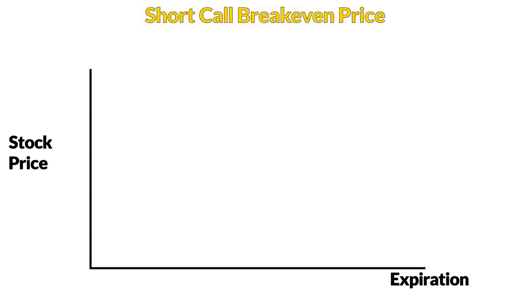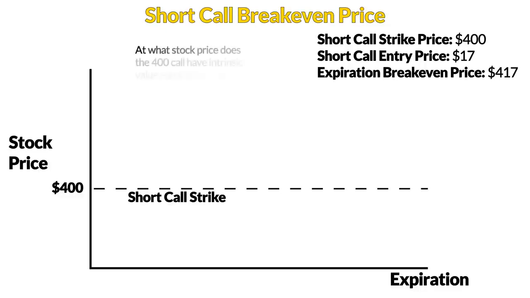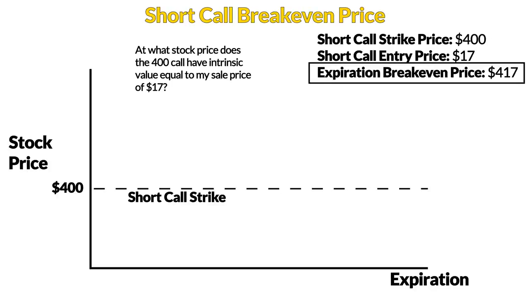Really quickly before we move on, I want to mention that it is possible to make money on a short call position even if the stock price is above the strike price, due to what is called the break-even price. If I short the Netflix call option with a strike price of $400 and I sell it for $17, what price does the stock have to be for the option to be worth $17 or less at expiration? Well, it's the short call's strike price of $400 plus the option price that I sold it for, $17, and that gives me a break-even price of $417.